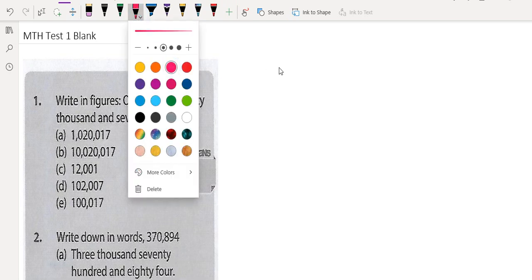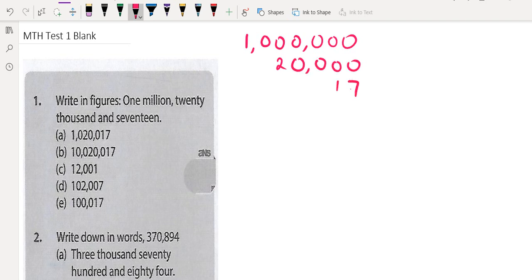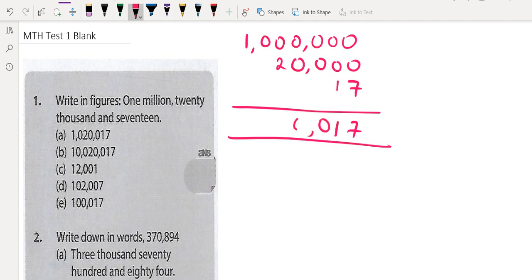Select pen. Okay, so I have 1 million. $1 million what? 20,017, right? So that gives us what? 1,020,017. Option A. Okay. Number 2.